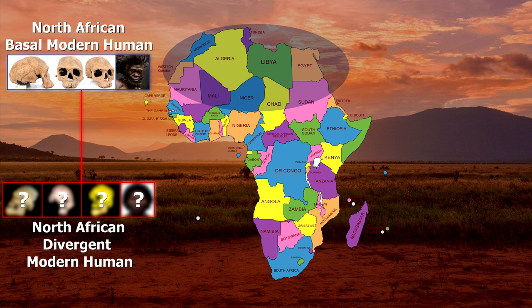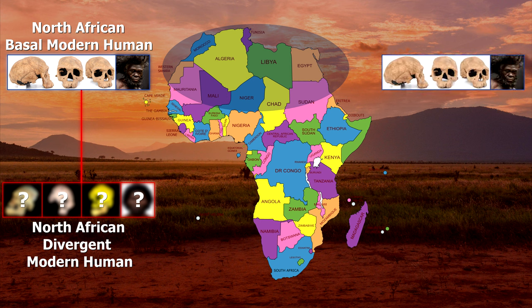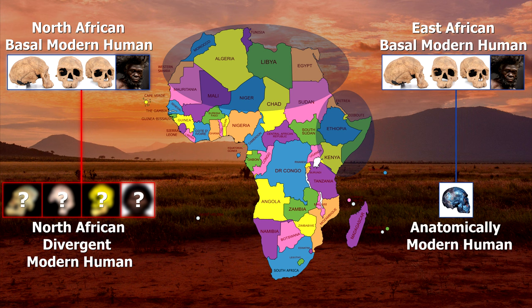divergent modern humans. As for the other population of basal modern humans, they could have traveled to East Africa, or they could have already been there if that is where the split between them and the population of North Africa occurred. Afterwards, they could have eventually evolved into anatomically modern humans.